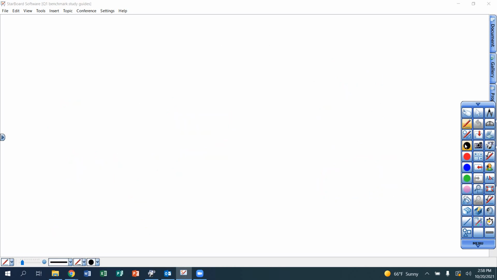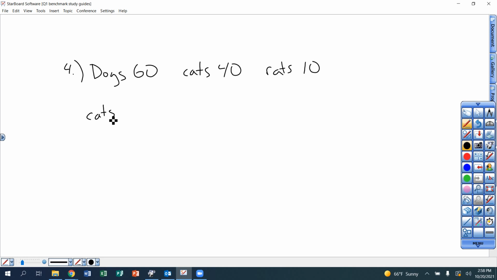All right, here we go. Number 4. Fourth problem is a ratio. They give you a number of dogs, which is 60. They give you the number of cats, which is 40, and number of rats, which is 10. Always list them in the order that they're asking. The first question says cats first, to dogs. Make sure you put it in that order. Number of cats, 40, put that first, to, and then number of dogs, 60. Reduce as far as you can.